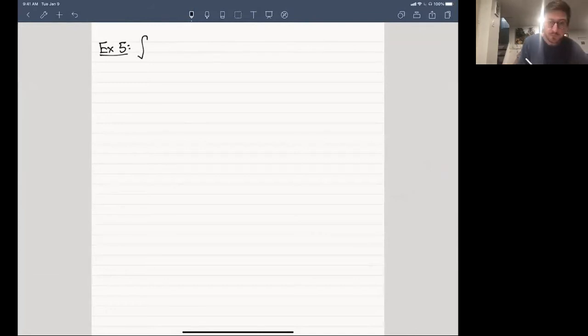The integral of x squared e to the x cubed dx. So that is a horrible function, right? It's pretty ugly. But let's take a look at something, right? So this is the typical difficulty that comes in with substitution, right? What should I substitute for?